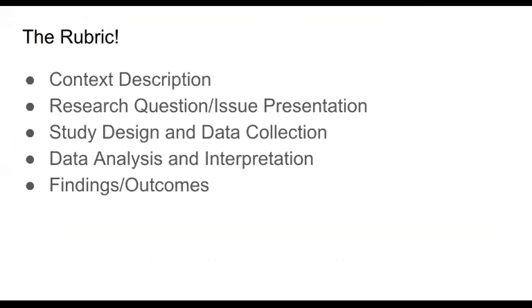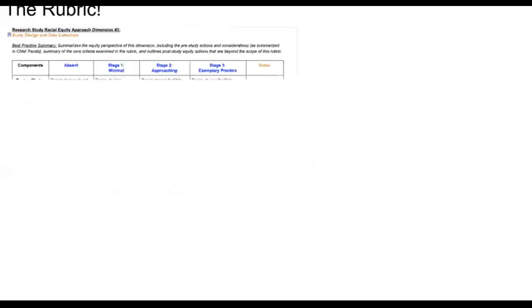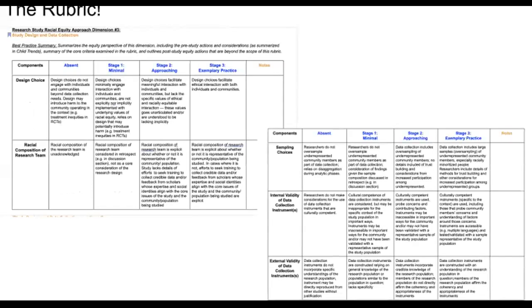So just as 5 dimensions to the rubric: context description, all the processes, right? Research question, issue presentation. How do you talk about even the issue itself? Study design and data collection, data analysis and interpretation, and then findings and outcomes. So we hit every one of those pieces, and even the before and then the dissemination after. Those are also represented there, but in terms of the action and the doing, these are the 5 pieces that we've focused on in this rubric. And so this is another view of it. I'm not going to go through this again, but just remember this is what it looks like.